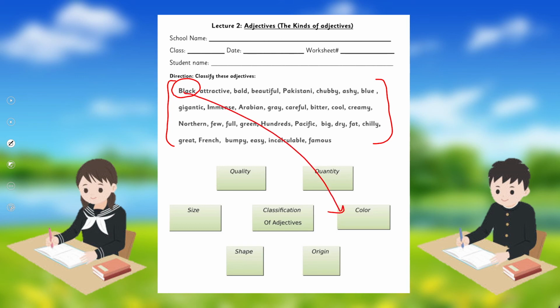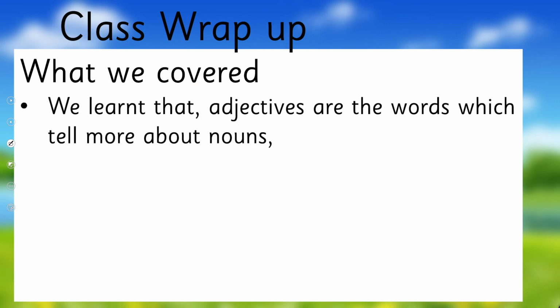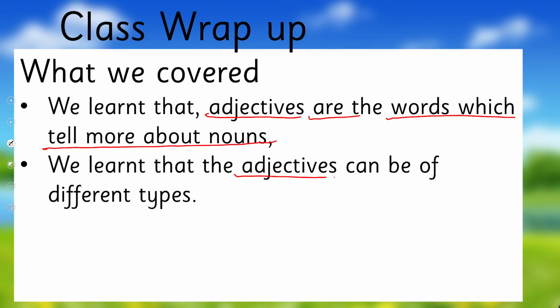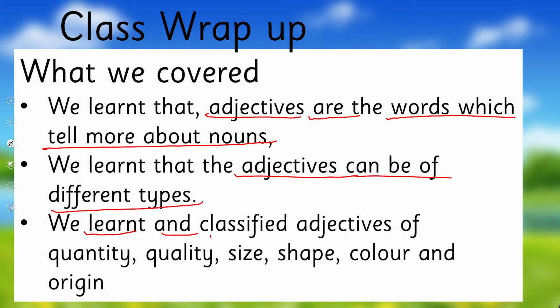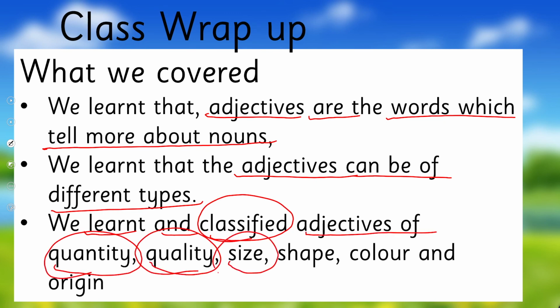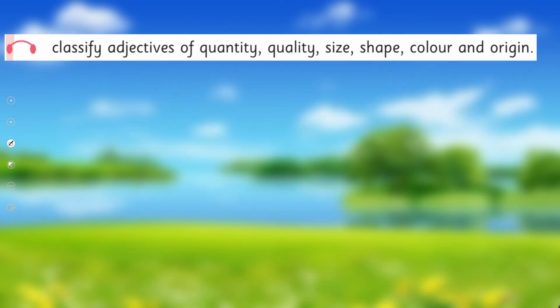You will keep writing. So what have we learned today? We learned that adjectives are the words which tell more about nouns. We also learned that adjectives can be of different types, and we learned and classified adjectives of quantity, quality, size, shape, color, and origin. So in this way, we achieved today's SLO, that is to classify adjectives of quantity, quality, size, shape, color, and origin. Are we done with it?